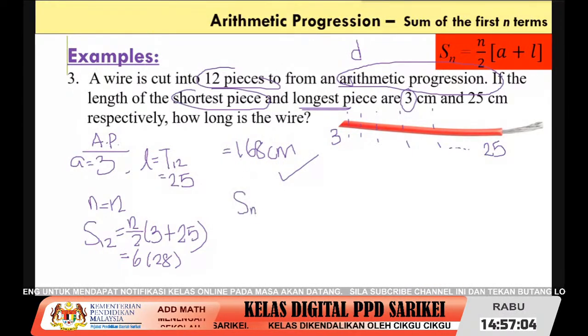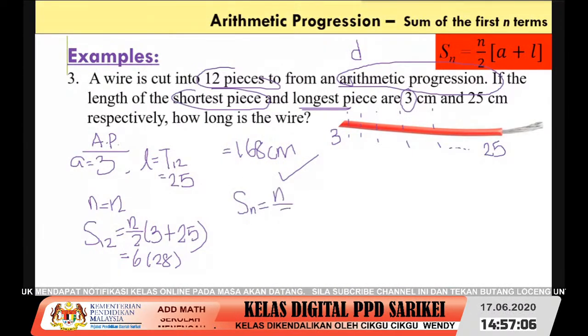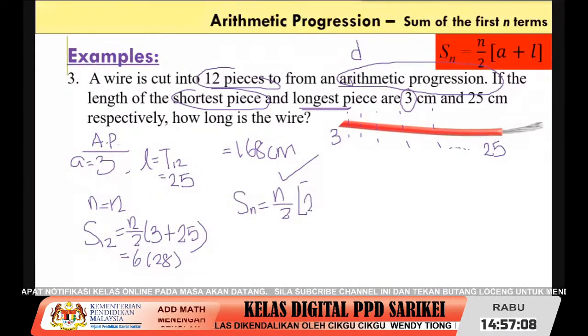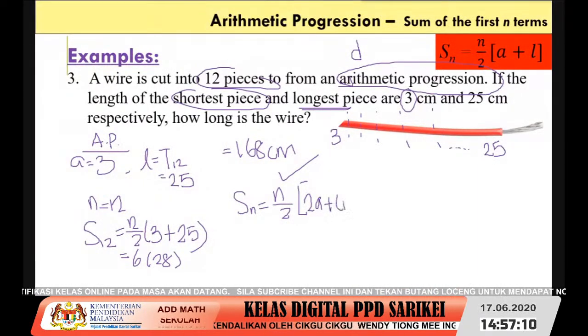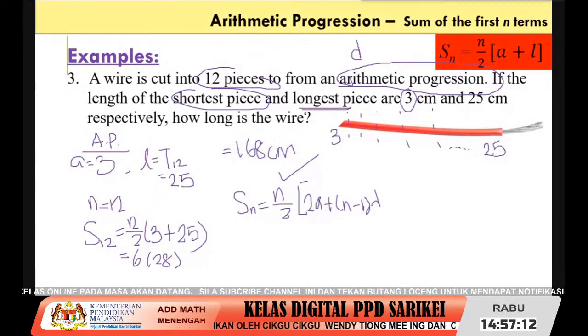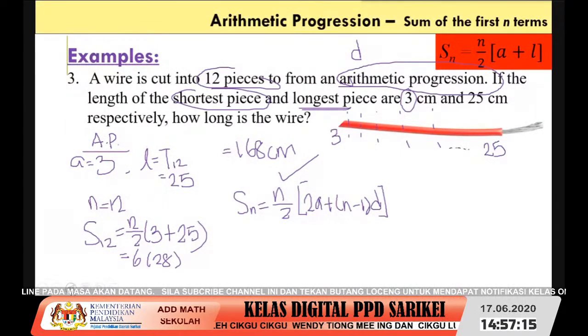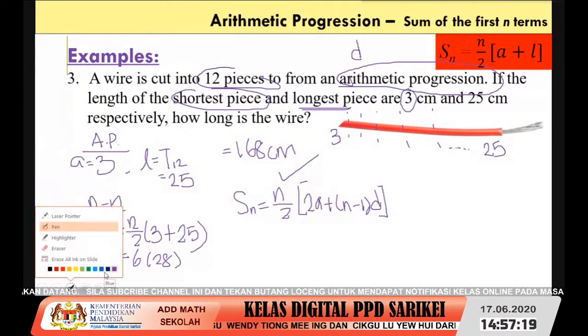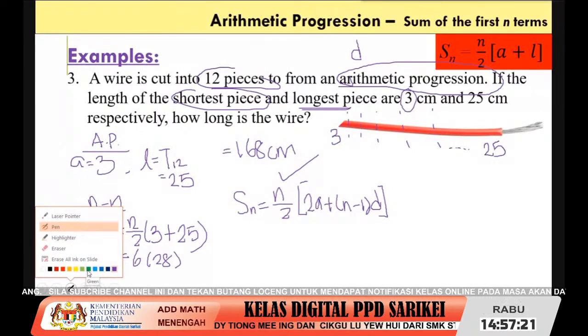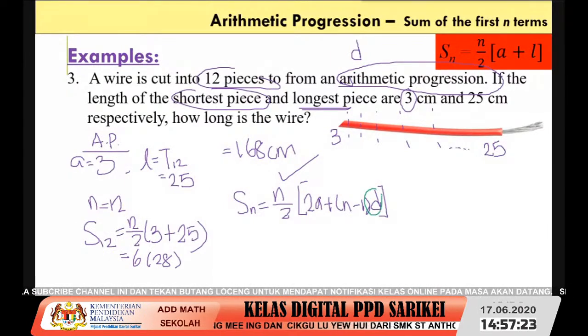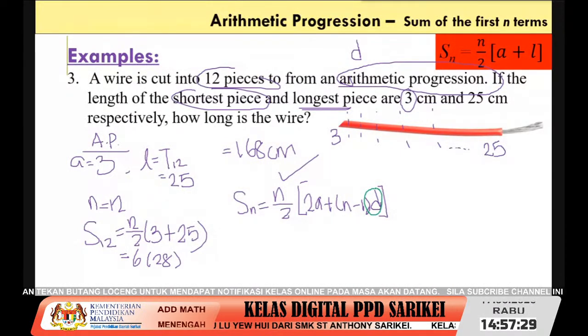Adakah soalan ni boleh guna formula ni? n over 2 times 2a plus n minus 1 d. Adakah soalan ni boleh guna formula ini? No. Why? Insufficient detail. Maklumat tidak cukup. You tidak tahu apakah beza sepunya. You cuma tahu yang paling pendek dengan yang paling panjang.